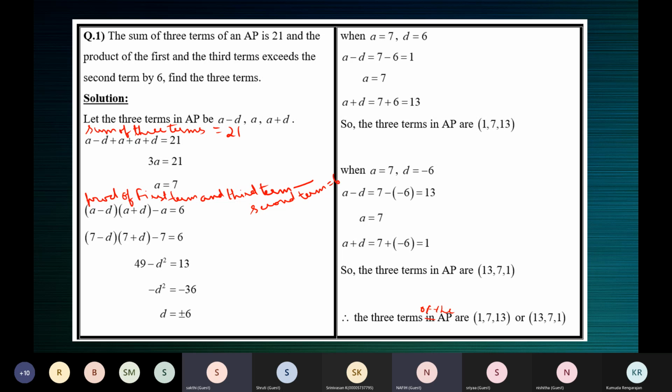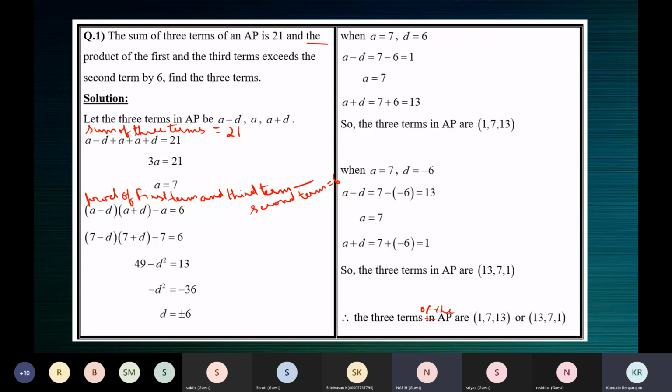Ma'am, one doubt. Yes. Here, the product of the first and third terms exceeds the second term by 6, ma'am. So we can take the difference as 6 by this wording. It is already given in the question, ma'am. Yes, correct. That's given, no? That's what I've written here.